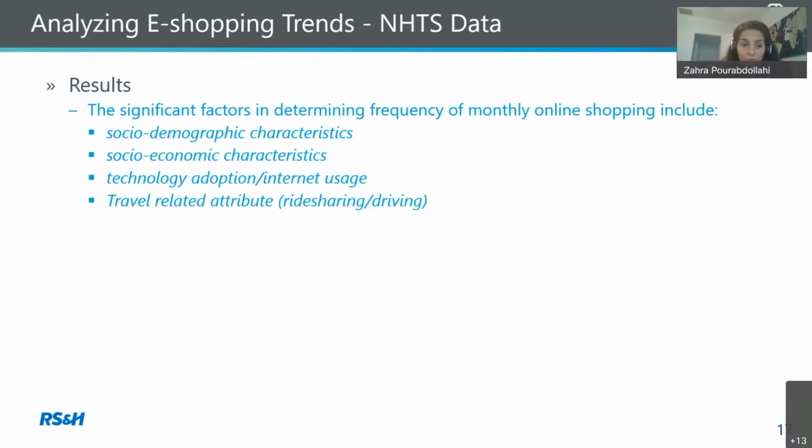These included the socio-demographic characteristics of the individual, such as age, employment, education; socioeconomic characteristics of the household, like income; technology adoption and internet usage; and some of the travel-related attributes within the data, specifically the driving status and using ride-sharing mode for travel.